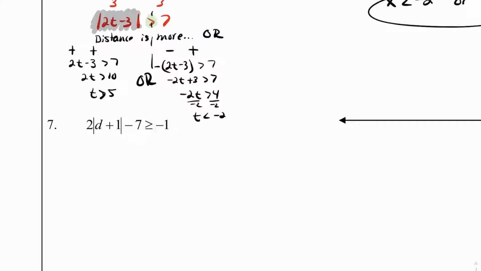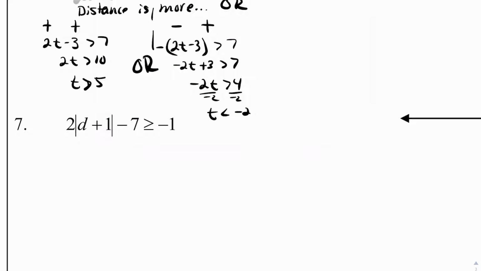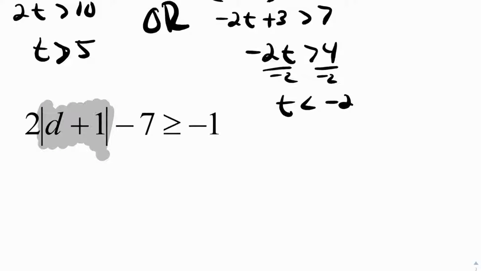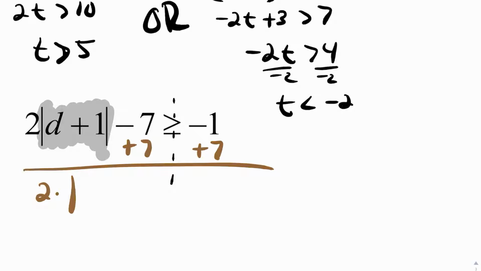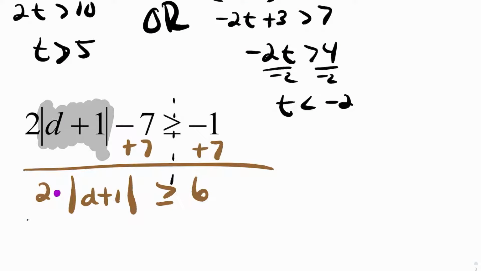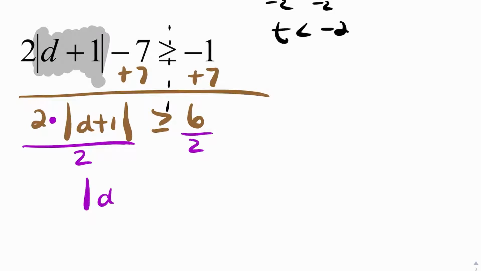Our last example for today, let's go ahead and notice that the absolute value symbol is not by itself, right? There's a -7 and there's a ×2. So we need to undo those before we can do anything else. So our first step would be undoing the -7 with a +7. So 2 times the absolute value of d plus 1 is greater than or equal to 6. And as I mentioned before, I don't want the absolute value to be multiplied by 2. So to undo multiply, we would divide by 2. And now we get the absolute value of d plus 1 is greater than or equal to 3.